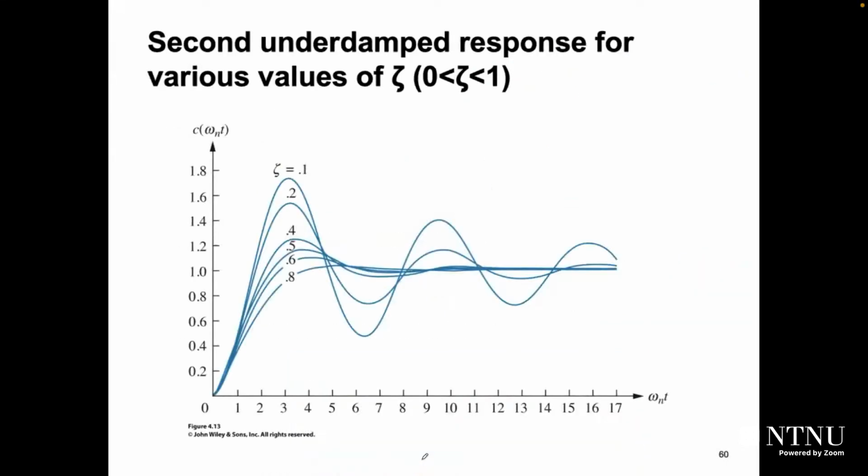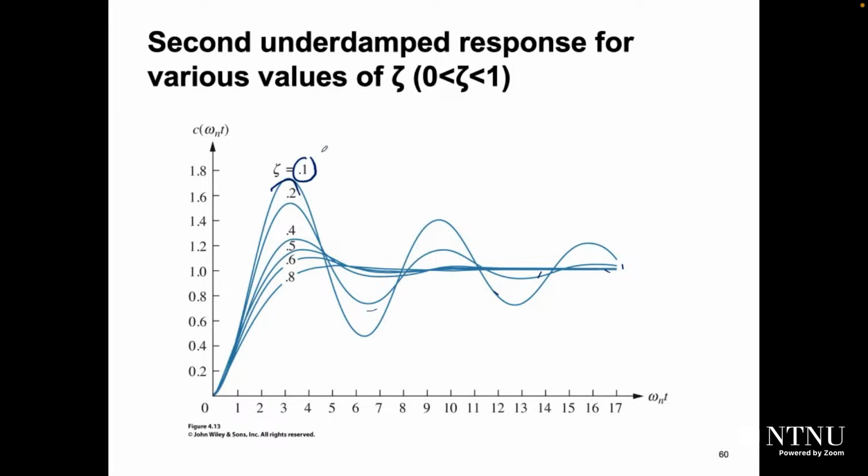So, the second underdamped response for different values of zeta. We know that for an underdamped system, zeta will be a number between 0 and 1. When zeta is small, for example 0.1, what will happen? The system will take more time to settle down, because it will damp with a small fraction. The damping ratio is small, so it will take more time to damp, correct?